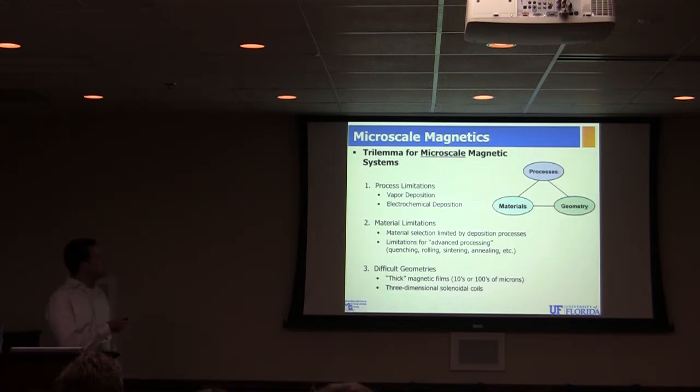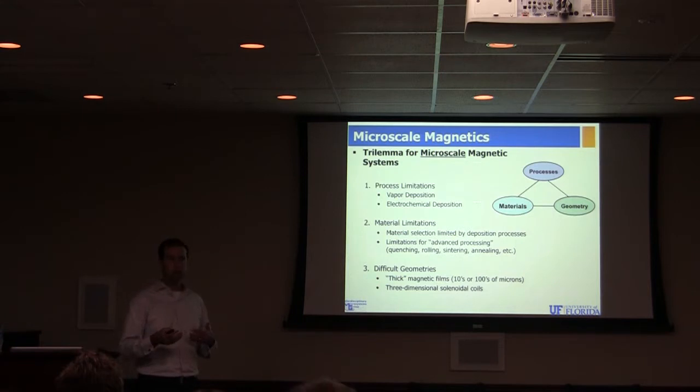Process limitations: you go in the clean room, you predominantly find vapor deposition tools and maybe electrochemical deposition tools. So when you think magnetic materials, many of you think iron, nickel irons, things like this. These we can electroplate quite readily, but those are all soft magnetic materials. A soft magnetic material is like your refrigerator, and a permanent magnet material is the permanent magnet that sticks to the refrigerator.